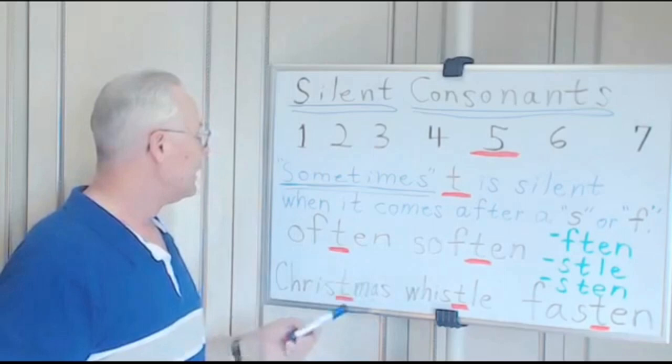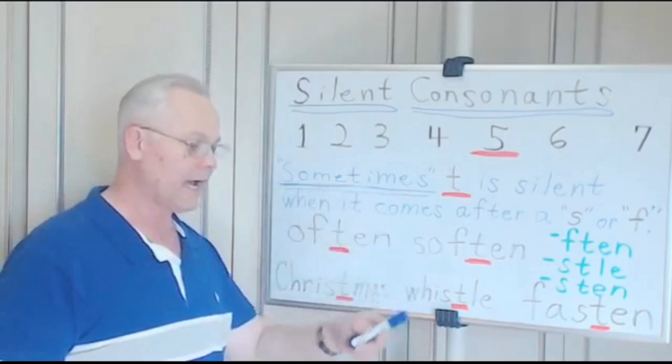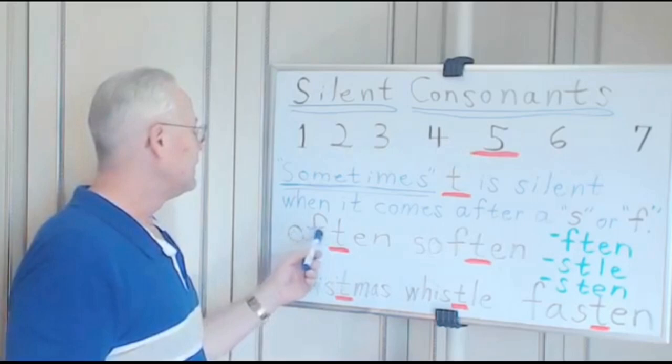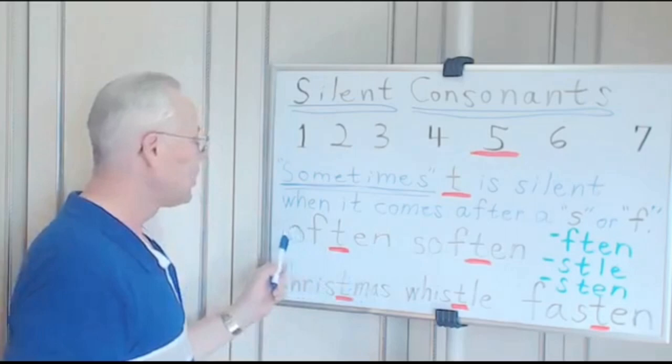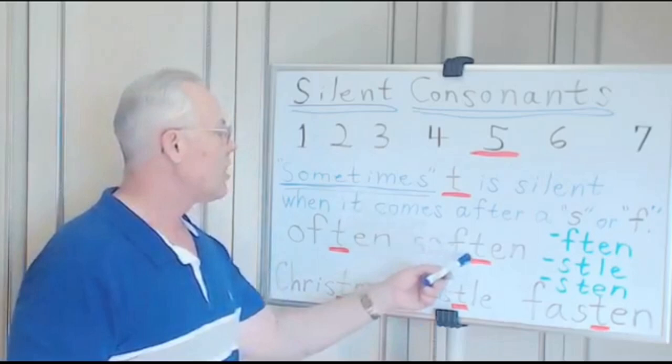There was a period of time where it was pronounced originally as often. It came back, you know, years later, it was often. And it's changed somewhat over the years, but now it's accepted as a silent T, often. You'll hear people say often. You'll come across it. We have the word soften, soften.